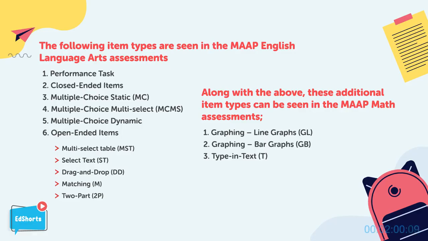The following item types are seen in the MAAP English Language Arts assessments: performance task, closed-ended items, multiple choice static, multiple choice multi-select, multiple choice dynamic, open-ended items, multi-select table, select text, drag and drop, matching, two-part. Along with the above, these additional item types can be seen in the MAAP math assessments: graphing, line graphs, graphing bar graphs, type in text.